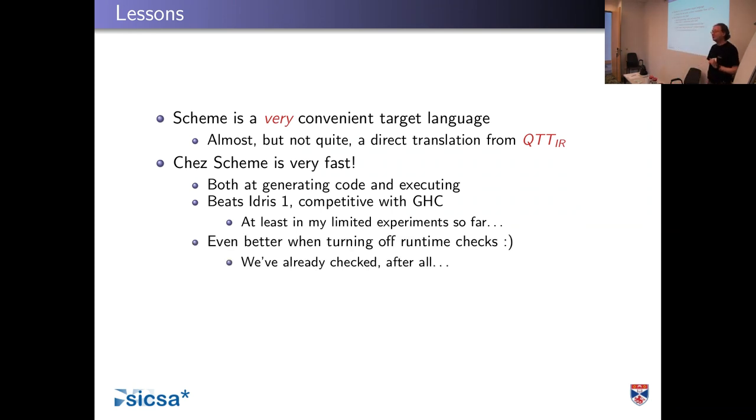Yes, even better when turning off the runtime checks. We've already done the checks. I don't need Scheme to be checking that I'm not pulling out a thing from a vector that I don't have access to, because I've already done that. I know it's going to be fine. And if it's not, it's my fault. So this seems to give like a 20% performance benefit, something like that. I mean, these are just numbers I've pulled out, but it's roughly what I'm seeing.